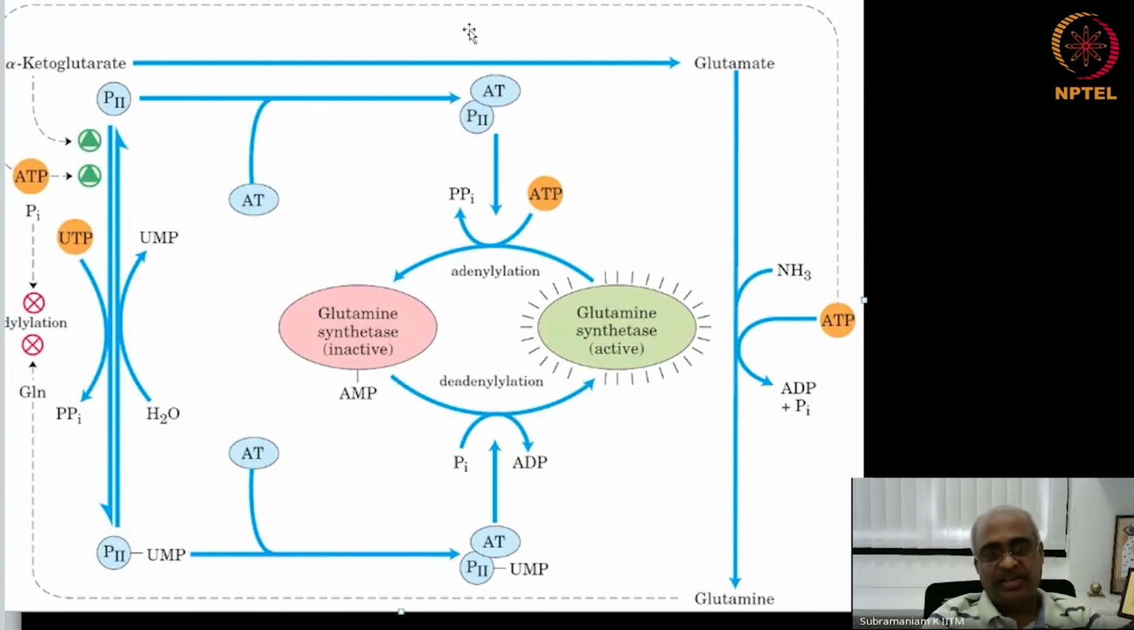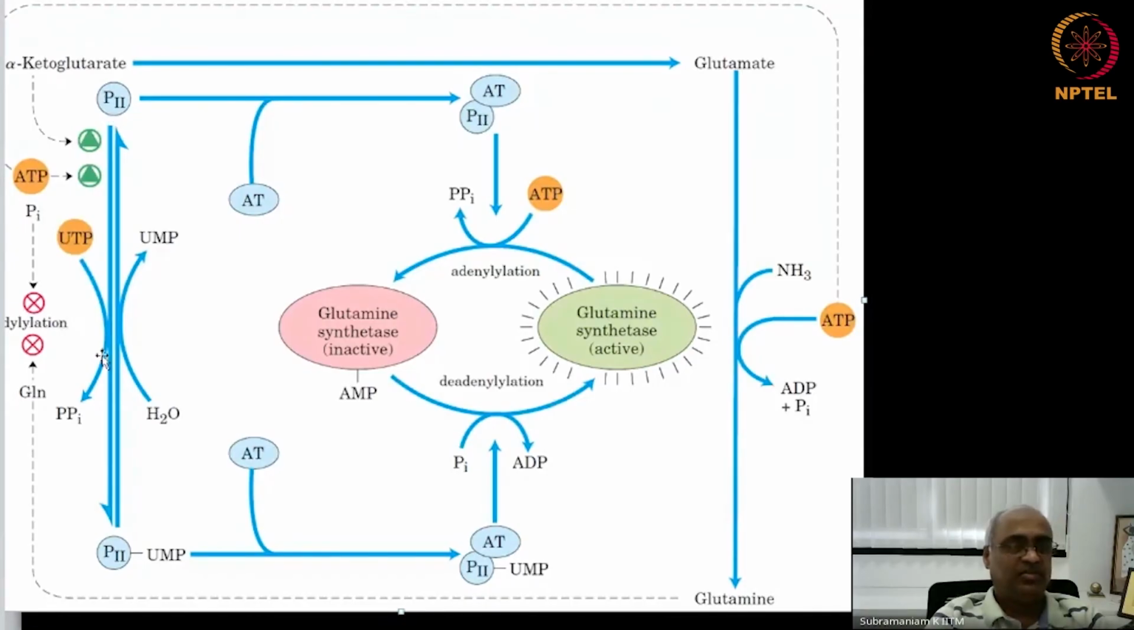So adenyl transferase is the one that covalently modifies our main enzyme, glutamine synthetase. If it is without the adenyl group, it's active, and if it is with it, it is inactive. And this is done by an enzyme which can do both the reactions depending on what form of another protein associates with it, and that protein is P2.